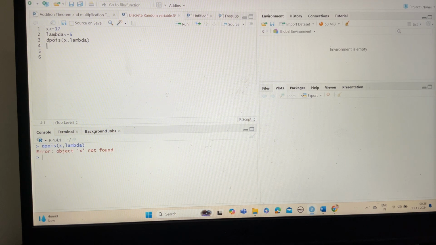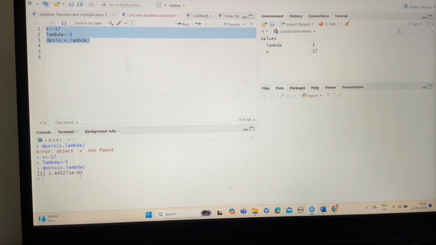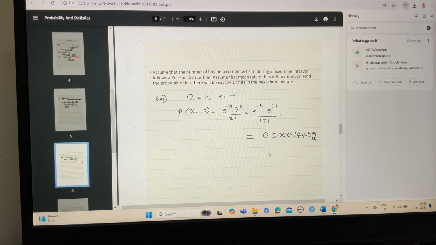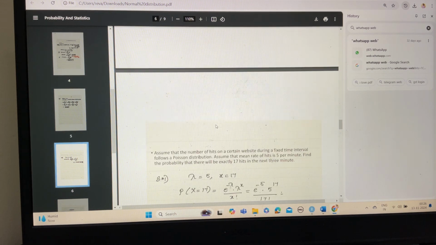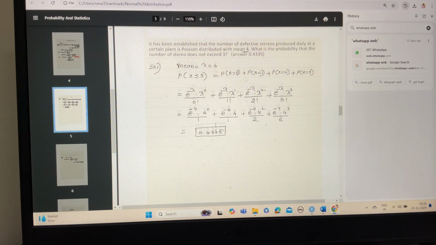So let us run. Okay, we have to run the whole thing. When you run it, you get the value as 1.44 times e to the power of a negative exponent, that is 0.00401444527, you should get, right? So let us look at our problem now. Yes, 0.0401444527. So this is the answer. I hope you could understand. So exactly means it is dpois. So now let us go to the next problem.